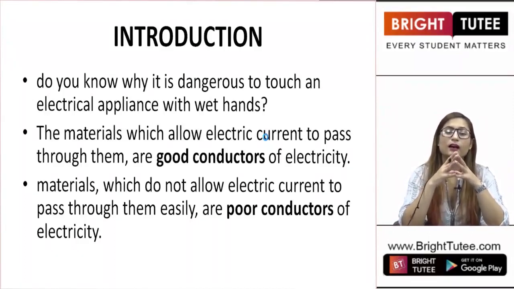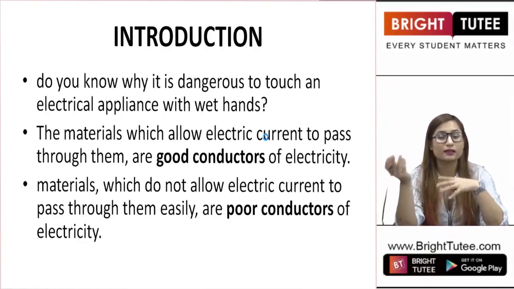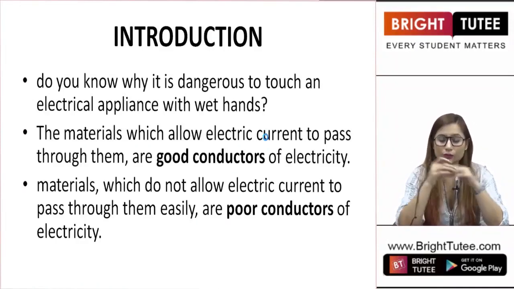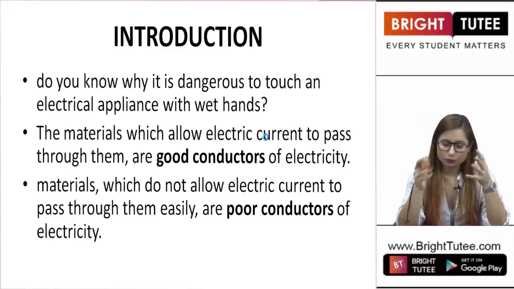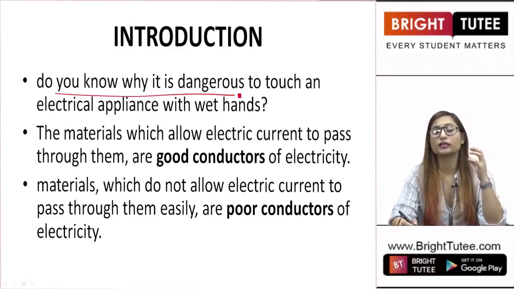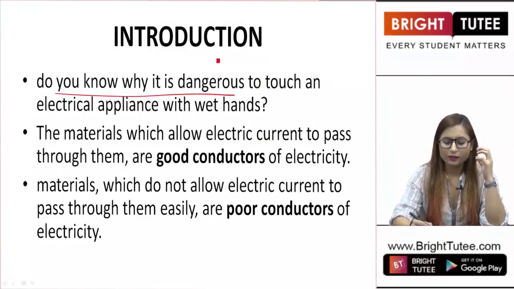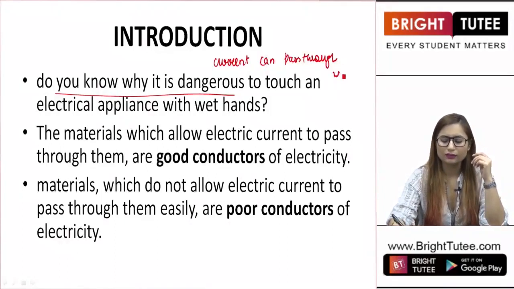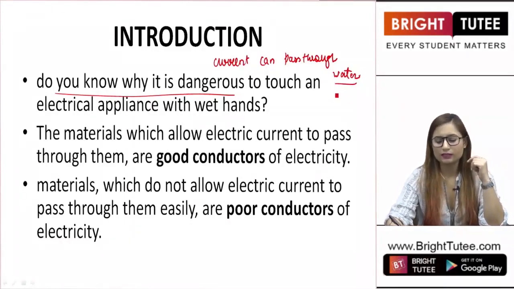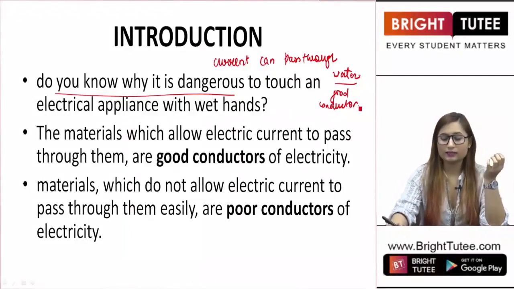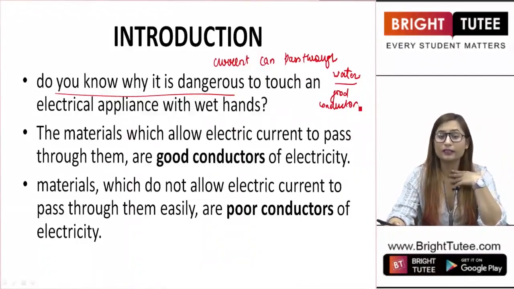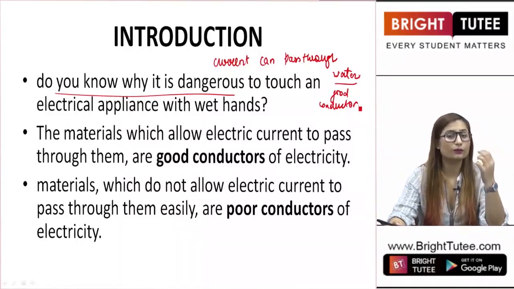Till now you have studied how to make a circuit, and which substances like metals conduct electricity. In this chapter we are going to study liquids as well. So students, it is dangerous to touch an electrical appliance with wet hands because current can pass through water. Because water is a good conductor of electricity, the current can pass and ultimately you can experience a shock if you use an electrical appliance with wet hands, right?